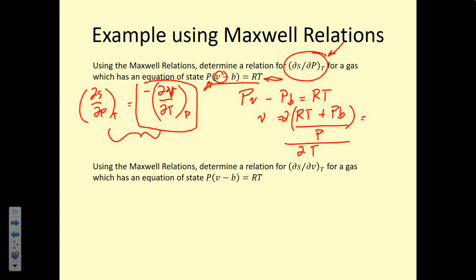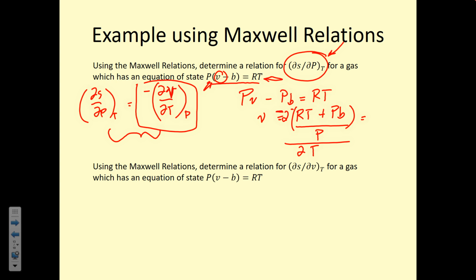Just PB plus R over P. R over, no, PB plus R over P. Wait, hold on. RT plus, okay, so this is a negative. Okay, say again what you're saying. Who's saying that? It doesn't matter.